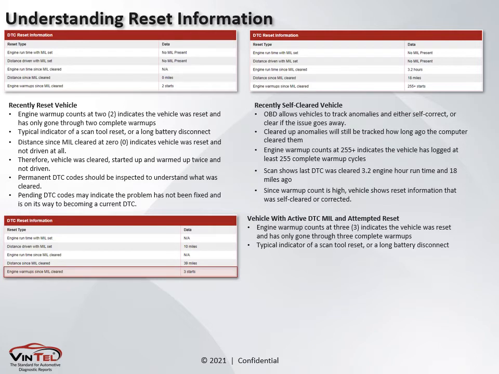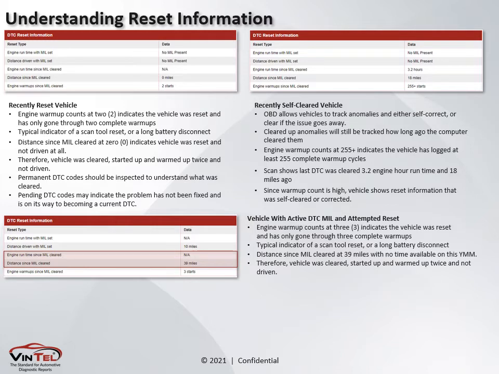As with the other reset examples, the first thing we want to key on is the engine warm-ups since the MIL has been cleared. In this example, it has 3 starts since it was cleared, which means that the vehicle was cleared with a hand scan tool or with a long battery disconnect. That is our first clue.